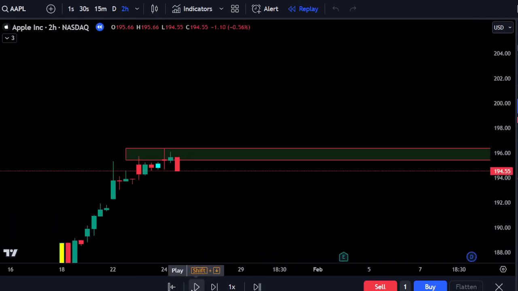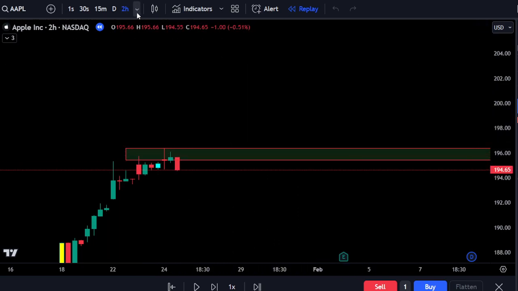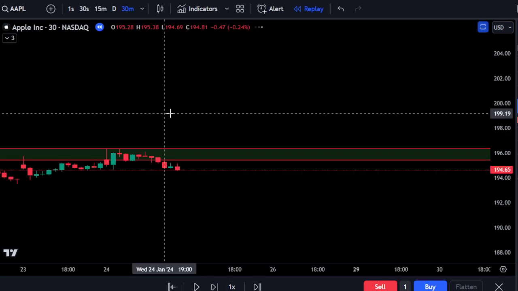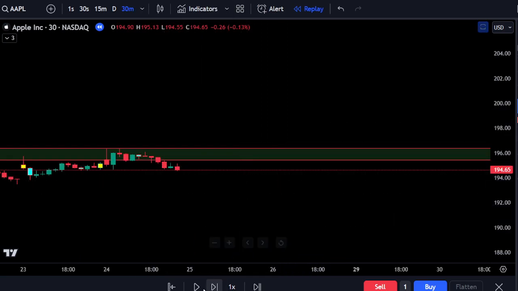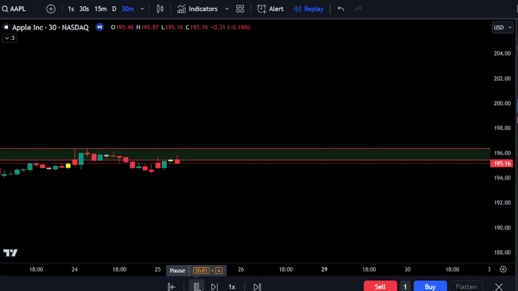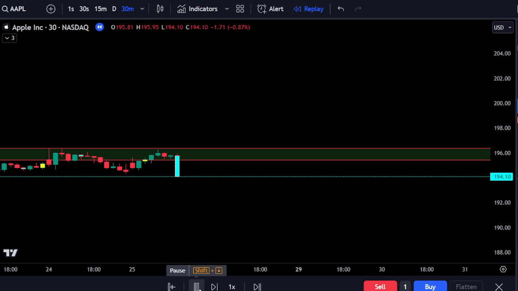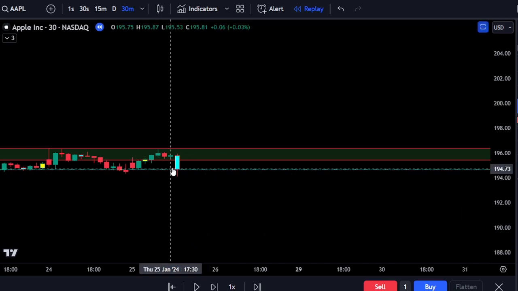So obviously we know what happens right here. So we broke the zone. Next, you're going to go down to your 30-minute time frame, and you're looking for a retest. All right. Nope, not yet. Now you're looking for a break back down out of the zone, and there you have it.